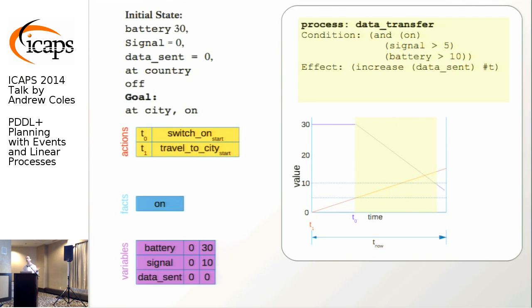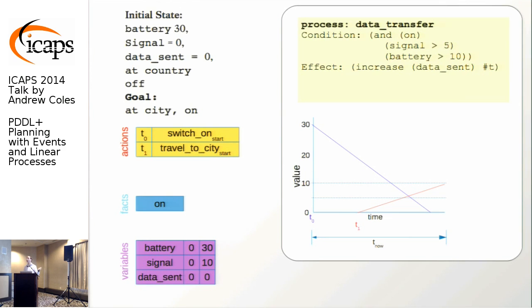Or if we delay switching the phone on, then we can have an even longer period in which we're transmitting data, because the key thing is, if we delay switching the phone on, we delay the point at which we start consuming our battery, so we can have a longer period in which we can apply the process. Or if we delay setting off, so we stay at our initial location and just switch the phone on just to consume battery, we can then delay the point at which we set off, so there is no period in which the conditions of the process are true.